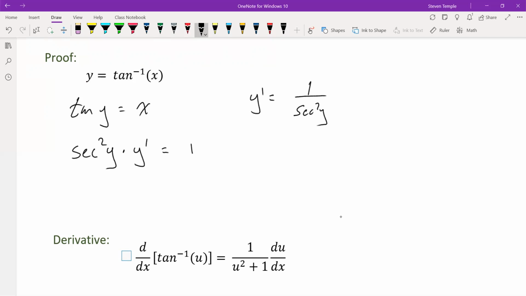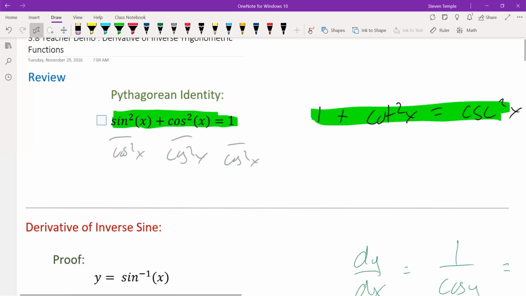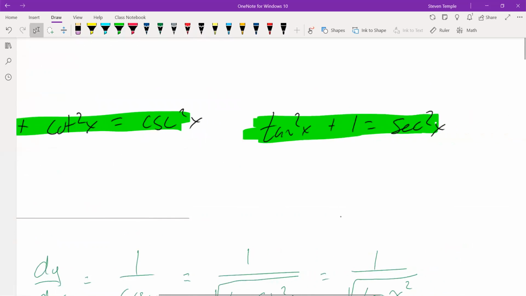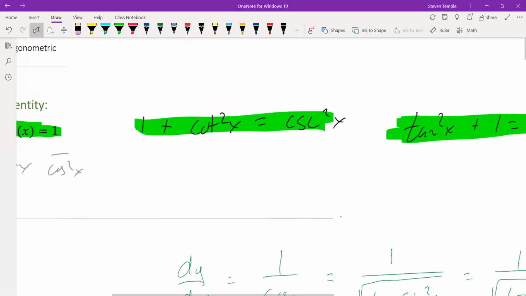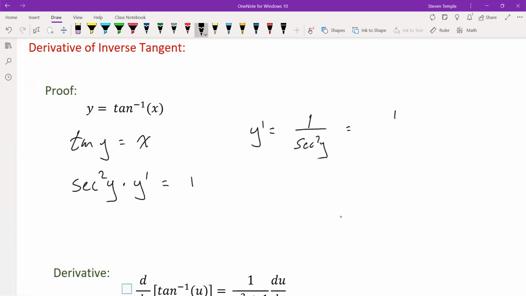Well, what is secant squared y? If you go back to our opening, we talked about the Pythagorean identity, and it looks like secant squared is going to be tangent squared plus 1. So we can use that identity to write it out as 1 over tangent squared y, plus 1. But again, we don't want our derivative with respect to x to have a y in it. So is there a substitution we can make with tangent y? We can go back, and tangent y is x. So therefore, our derivative is 1 over x squared plus 1.